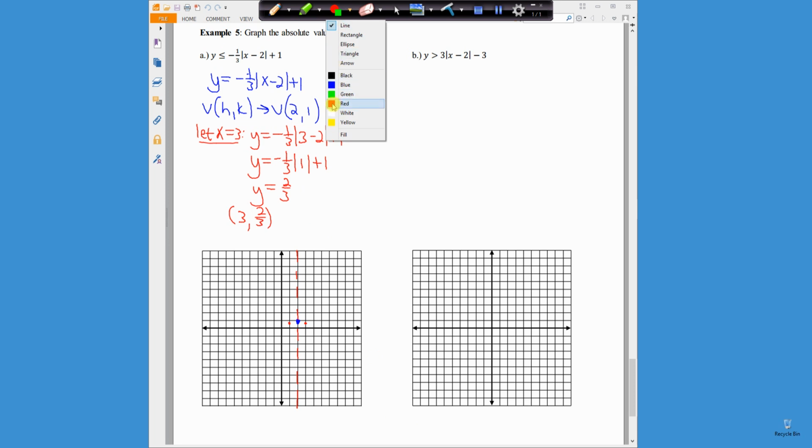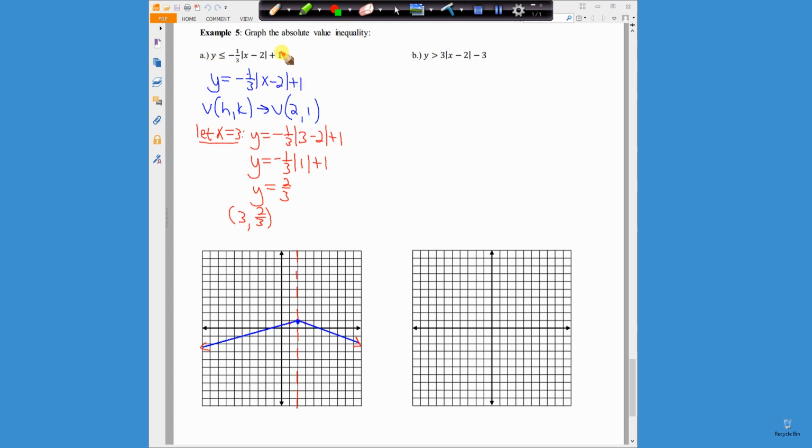Let me do it in blue. Okay, and so basically a line through that point and a line through this point. So basically, this is my absolute value function. This boundary here we graphed is y equals -1/3 absolute value of x minus 2 plus 1.